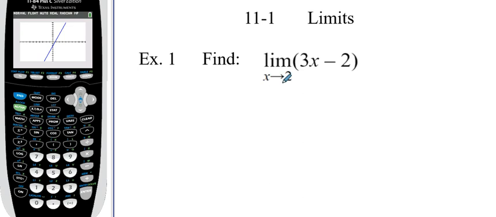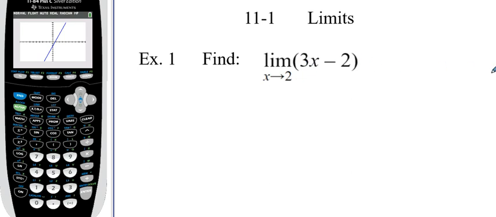So let's just start with this notation right here. Let's just read this problem. This problem says find the limit as x approaches 2 of 3x minus 2. So this is right, the limit as x approaches 2 of 3x minus 2.